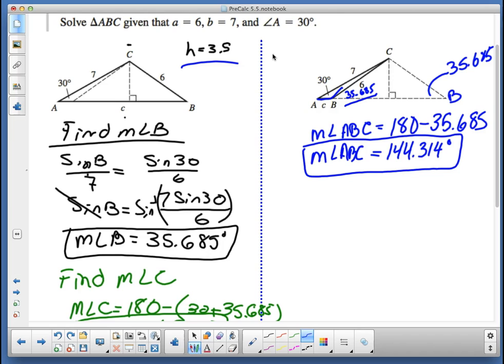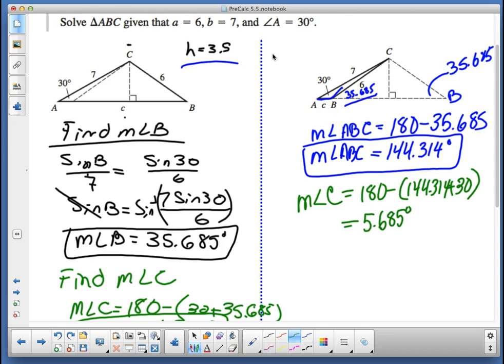Okay, so now I can find the measure of angle C, pop that in, because I've got B and A. I'm going to subtract those and find that my measure of angle C is going to be 5.685. But we will, finding C, we'll probably have to find the rest tomorrow, okay? Because we're going to subtract that from 144.314 plus 30. And that shoots out as 5.685 degrees. Okay, does that make sense as we go through? And we'll finish up this part tomorrow. Thanks, guys, for your time.